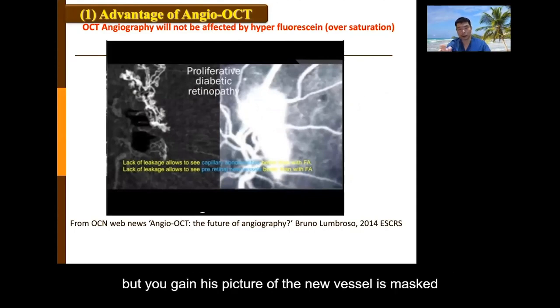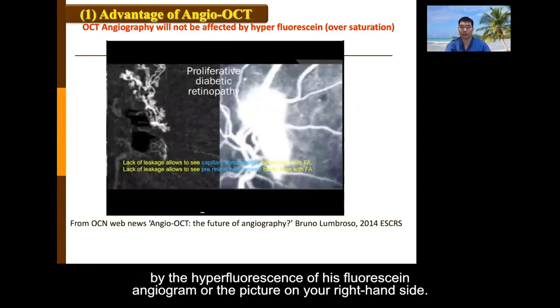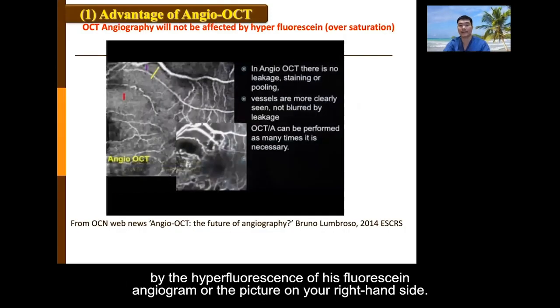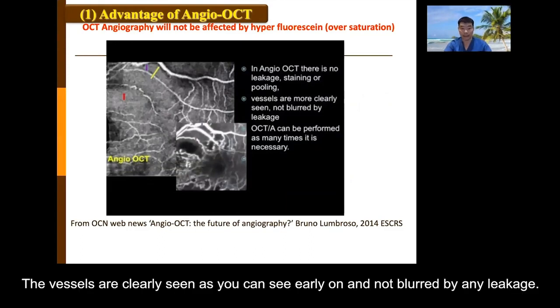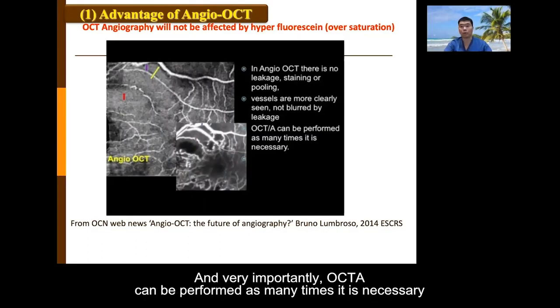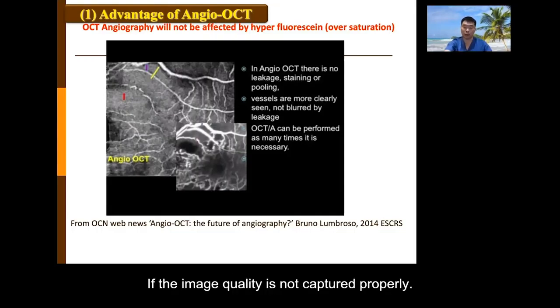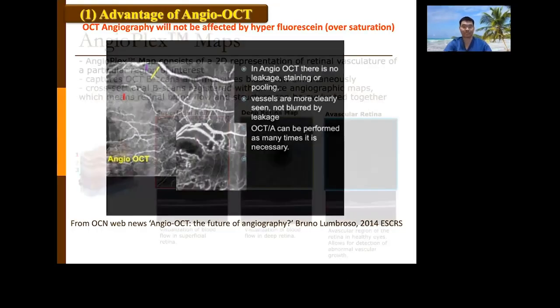But this picture of the new vessel is masked by the hyperfluorescence of the fluorescein angiogram, the picture on your right-hand side. We know that in OCT angio, or OCTA, there really is no leakage, staining, or pooling. The vessels are clearly seen, as you can see earlier on, and not blurred by any leakage. And very importantly, OCTA can be performed many times, not just in different settings, but even within the same setting if the image quality is not captured properly.